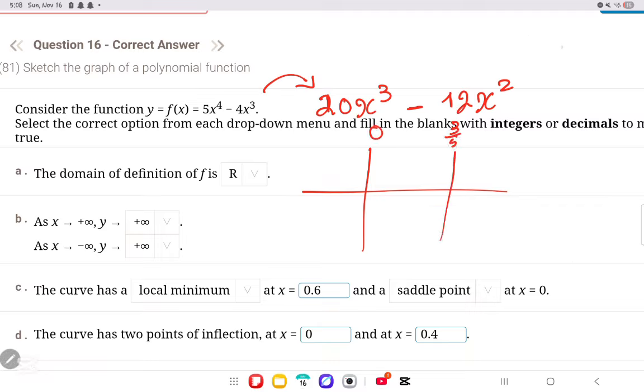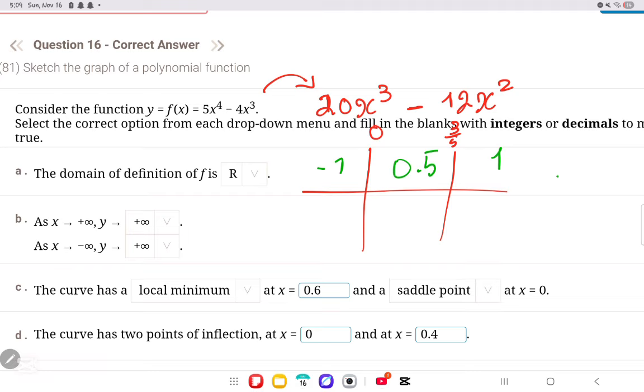Now what do I do? I choose a number less than 0, for example minus 1. A number in between, for example 0.5. And what's 3 over 5? 3 over 5 is 0.6. Okay, 0.5 works. And a number greater, for example, 1.